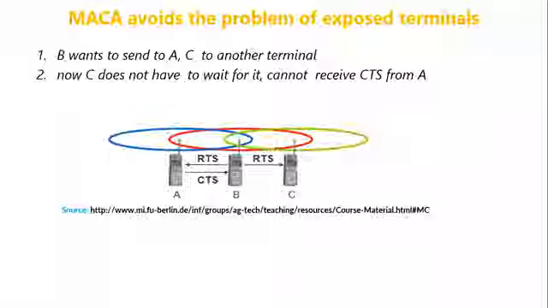Now B wants to communicate with A. Sorry, I defined the exposed terminal wrongly. So exposed terminal means B is communicating with A. Now C wants to communicate with somebody else, maybe D. C senses the medium, but C finds that the medium is busy because B is communicating with A. So thinking that the medium is busy, C will defer its communication. But actually C need not defer its communication.